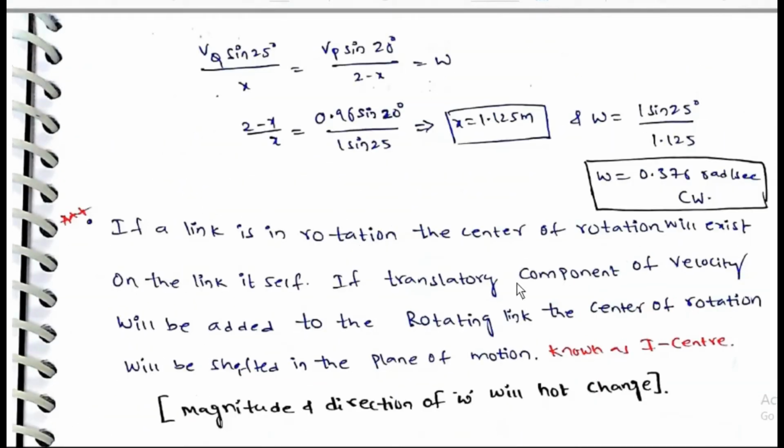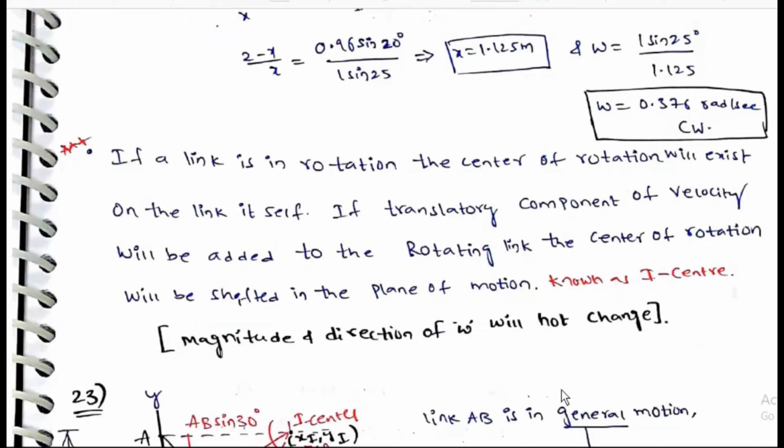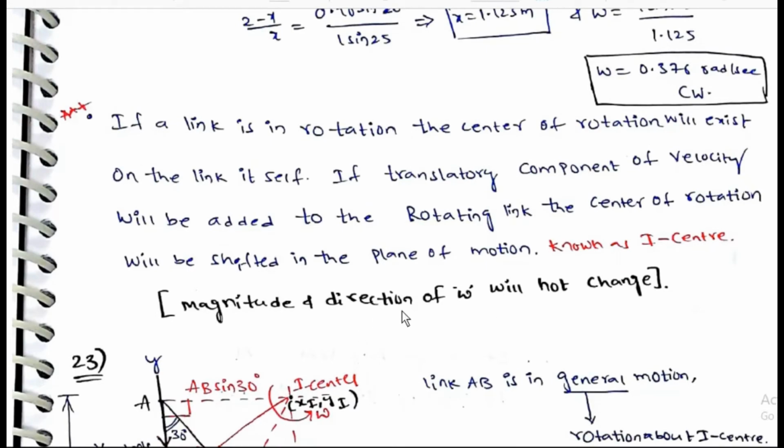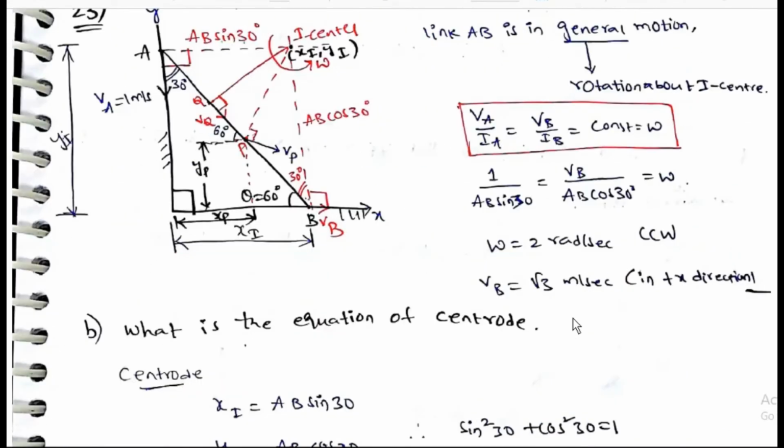If a link is in rotation, the center of rotation will exist on the link itself. If a translatory component of velocity is added to the rotating link, the center of rotation will be shifted from the link to a point in the plane of motion, known as the I center. The magnitude and direction of omega will not change.